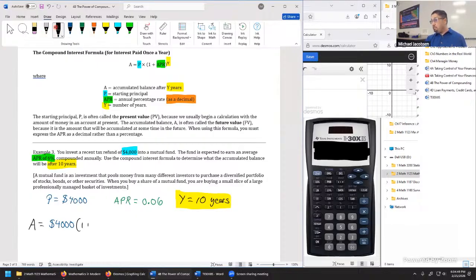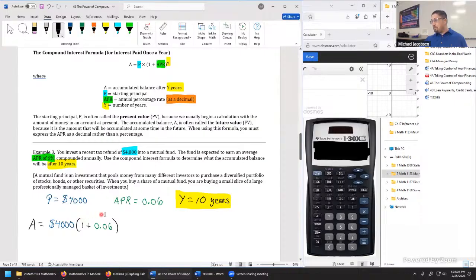Multiply that by 1 plus the APR, 0.06. And it might look kind of funny on paper how we're always just saying 1 plus 0.06 rather than 1.06, because 1.06 is just fine.